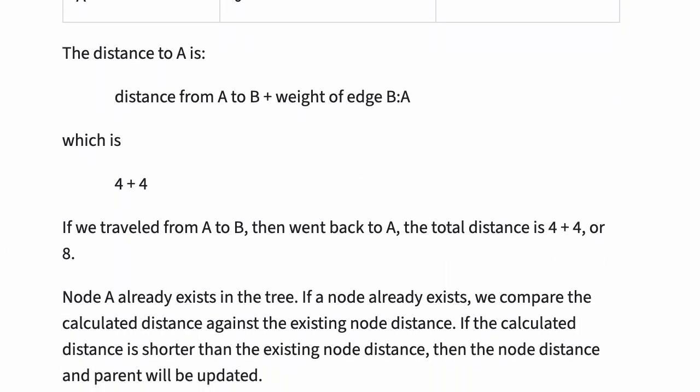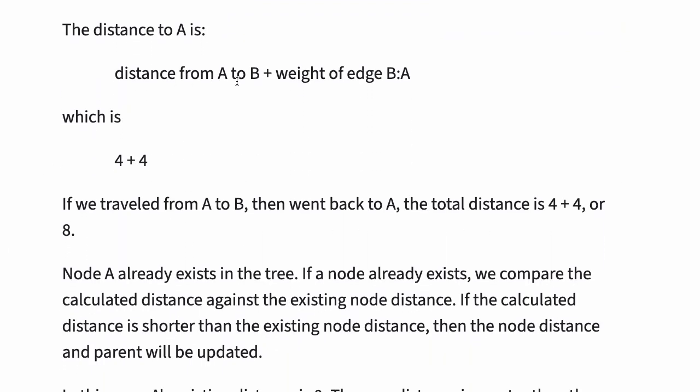The distance to A is distance from A to B plus the weight of edge BA, which is 4 plus 4. If we traveled from A to B and then back to A, the total distance is 4 plus 4 or 8. Node A already exists in the tree.